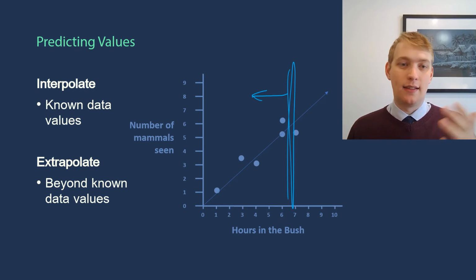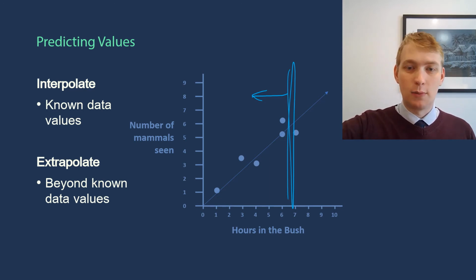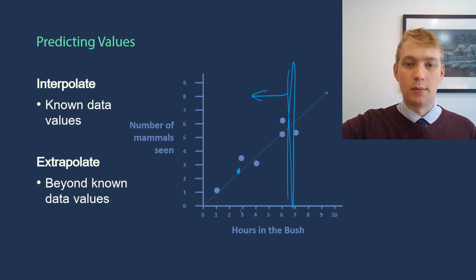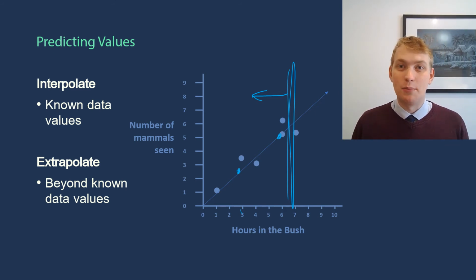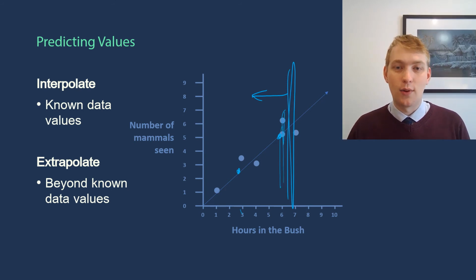We can then go back and look at that line and we can interpolate and decide values. So we could assume that if we spend 3 hours in the bush, we're going to see 2 or 3 animals. If we're spending 6 hours in the bush, we're going to expect 5. Now, it's not necessarily completely exact, because you can see if we spend 6 hours, we have these 2 dots here. So we could see 5 or we could see 6. But it is going to give us a good idea.